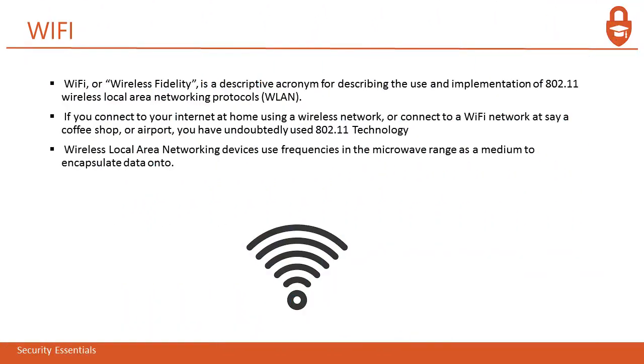Next is Wi-Fi. Wi-Fi, or wireless fidelity, is an acronym for describing the use and implementation of the 802.11 wireless local area networking protocol, WLAN. It's WLAN, not to be confused with WAN. Wireless Local Area Network. It uses 802.11 technology. If you connect to your internet at home using a Wi-Fi or wireless network, or connect to a Wi-Fi network at, say, a coffee shop or airport, you are using 802.11 technology.